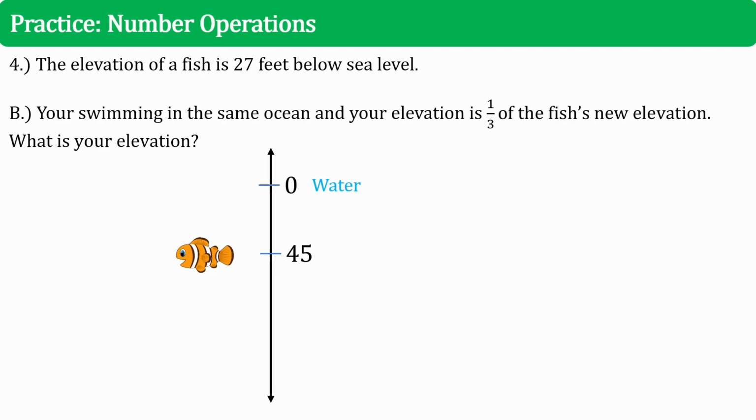When it says 1/3 of the fish's new elevation, we do 1/3. Okay, we cut it into 1/3 pieces, or we can just see that as a multiplication. The word "of" means multiply. So we can do 45 times 1/3. We can multiply the top across. 45 times 1 is 45, and the bottom number is 1 times 3, which is 3. 45 divided by 3 becomes the number 15. Therefore, we can say that we are 15 feet below sea level.